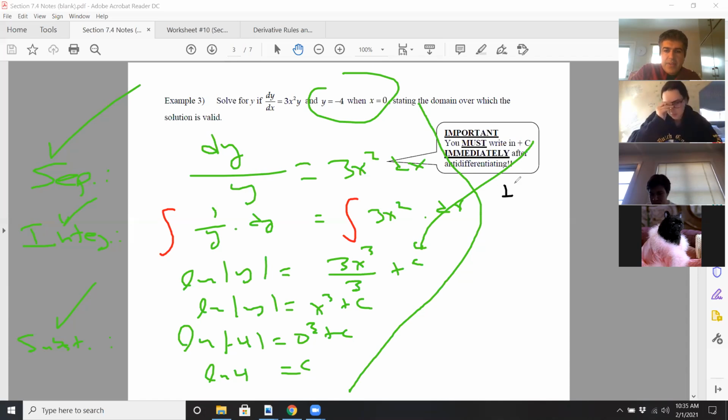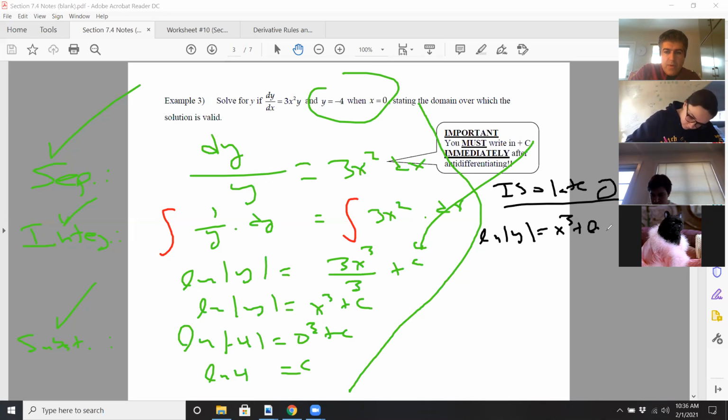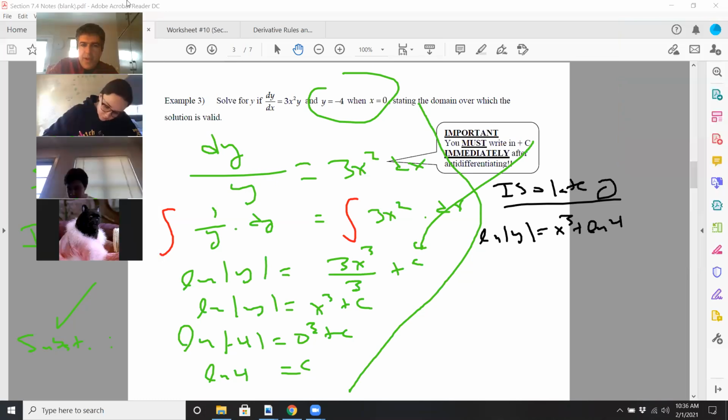Then you have to isolate y, right? So let's do that. If you have natural log of the absolute value of y, you have to keep the absolute value there. It doesn't just vanish. You have x cubed plus natural log of 4. This one's kind of a doozy because you do have to know your logs pretty well. Now remember, ln is log base e. I know, right? It's kind of crazy. So it means the absolute value of y equals e raised to all that.